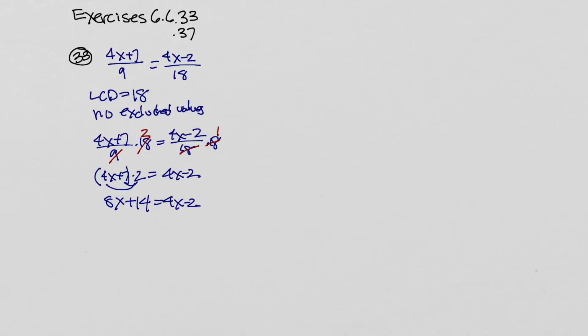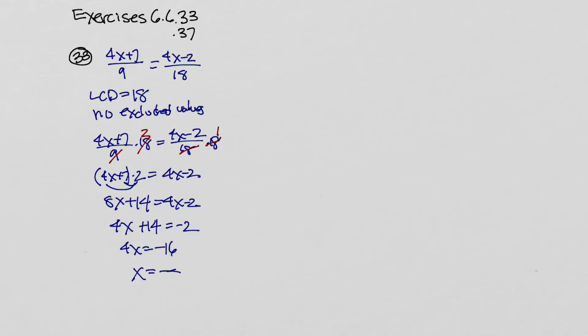Now I've got x's on both sides. I've got 8 of them over here, only 4 over here. Let's get them all over here. So I've got more on the left than I do on the right. So let's subtract these. 8x's minus 4x's is 4x plus 14 equals negative 2. Let's subtract the 14. If we subtract that 14, we're going to get 4x equals negative 2 minus 14, which is negative 16. Divide by 4. x is equal to negative 4.